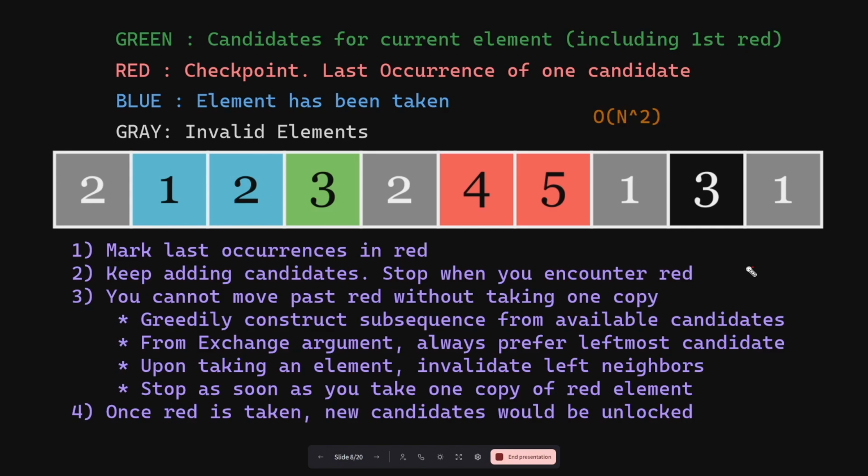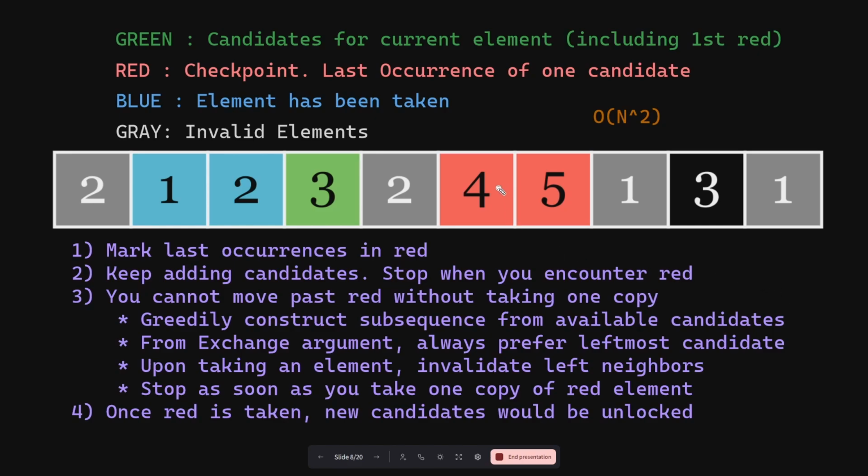And then once you take an element, of course all the candidates to its left will be invalidated and you mark it with gray, and all the future occurrences will also be invalidated. And then after you have constructed the best possible subsequence from the candidates, as soon as you take the candidate with the same value as the red colored box, you need to stop instead of constructing the entire subsequence right there. Why do you need to stop? Because some more interesting candidates might get unlocked after you have moved past the first red index.